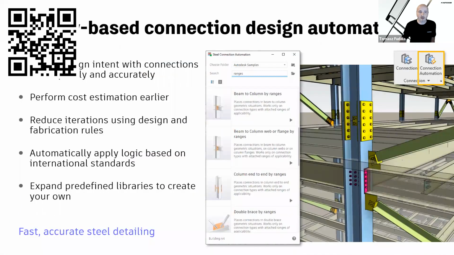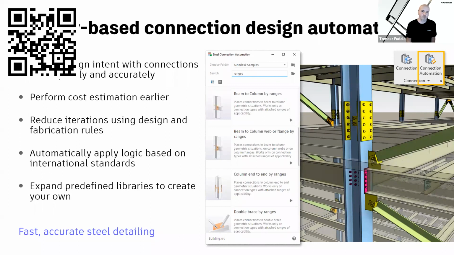Let's move on to the steel design. Revit 2023 also adds library-based steel connection design automation features. You can both model your design intent faster and embed structural engineering and fabrication rules to reduce iterations. Sample rules are provided for placing steel connections based on predefined ranges of applicability. These can be found in the steel connection automation player that you can see on this slide here.